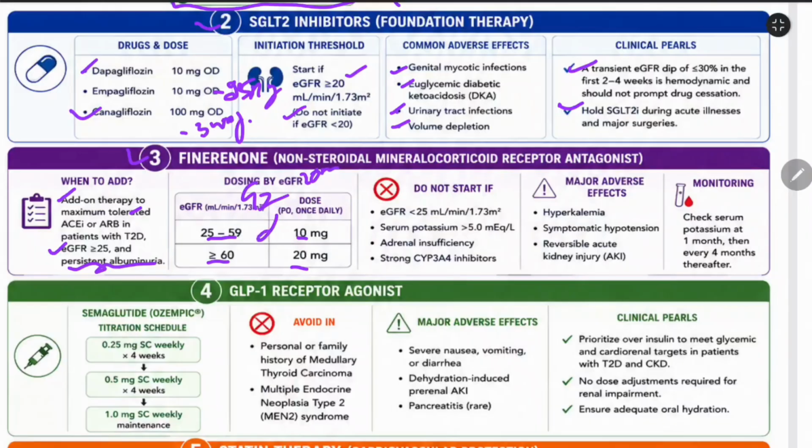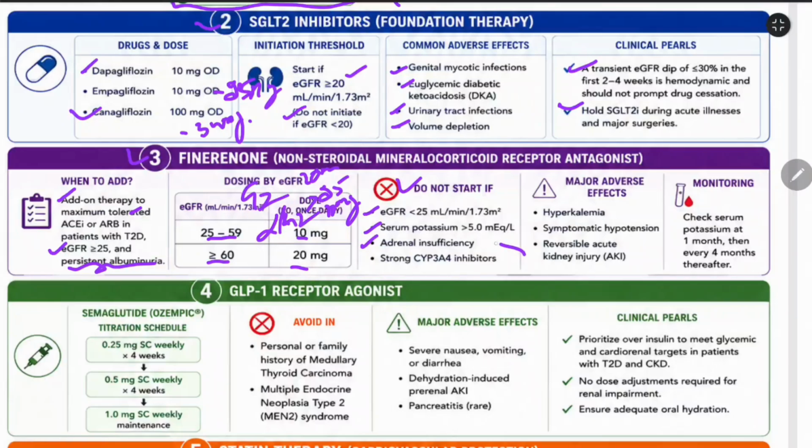And if the patient has an eGFR category less than G2, less than 60 but above 25, then you should start 10 mg of finerenone. Do not start if eGFR is less than 25, serum potassium is more than 5. This is also important. And if there is concurrent adrenal insufficiency.